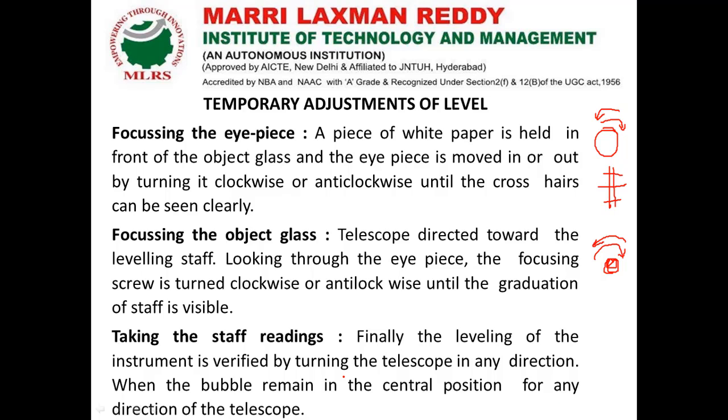Then the third one is taking the staff readings. After obtaining the clear visibility of the object as well as our diaphragm crosshairs, we can take the readings with the help of our instrument. During this process, the bubble present in the level tube should be at its center throughout the entire process, that we have to ensure. So these are all the processes that come under temporary adjustments of the level.